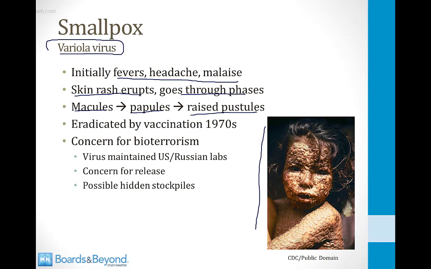And this is a picture of a child in Bangladesh who has smallpox, and you can see it's a very disfiguring disease. Smallpox was eradicated by vaccination in the 1970s, but there's concern that it could be used as a weapon of bioterrorism. The virus is maintained in US and Russian labs, and people worry that if some bad guys got their hands on it, they could release it into a city or a crowded area, and this could cause a new outbreak of smallpox.